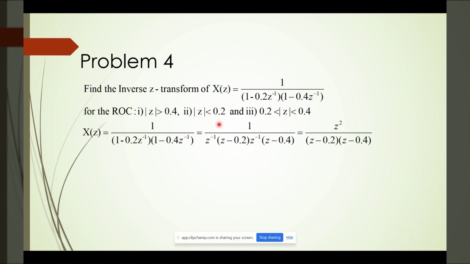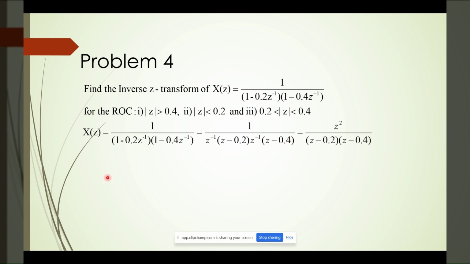Solving the problem, as I said in the previous video lecture, first we have to find the maximum power of z. Here z power minus 2 is the maximum power. To convert into positive powers, we multiply z squared in the numerator and denominator. After multiplying, we get z squared in the numerator, and the denominator becomes z minus 0.2 times z minus 0.4. So I will get this equation.